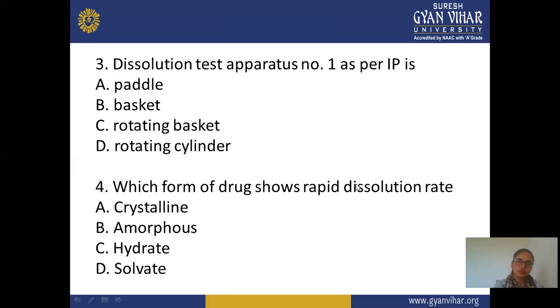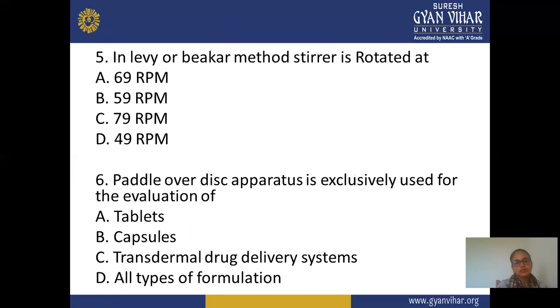And fourth is which form of the drug shows a rapid dissolution rate. There is nothing about the formulation type. A is crystalline, B is amorphous form, C is hydrate form, and D is solvent form. According to this, you select from the ABCD options the one which has a higher dissolution rate. Next is the fifth question. In the Hanson or paddle method, the stirrer is rotated at A, 69 RPM, B, 59 RPM, C, 79 RPM, and D is 49 RPM. So these are the four options for the fifth question.